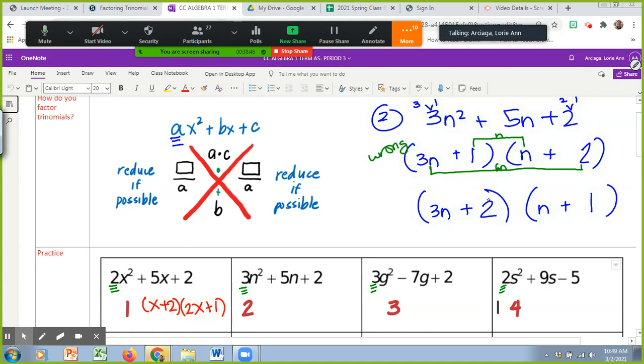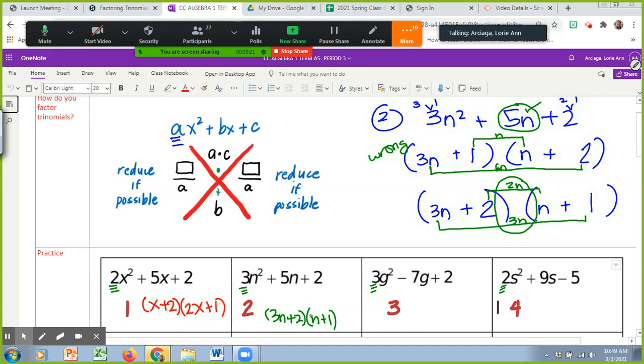How about this? 2n, right? So that's 2n. And let's multiply this. That looks like a face. So 3n times 1 is 3n. Oh, look at that. When you add them, do you get 5n? If yes, then you have found the correct answer already. So the correct answer for number 2 is 3n plus 2 and then n plus 1.